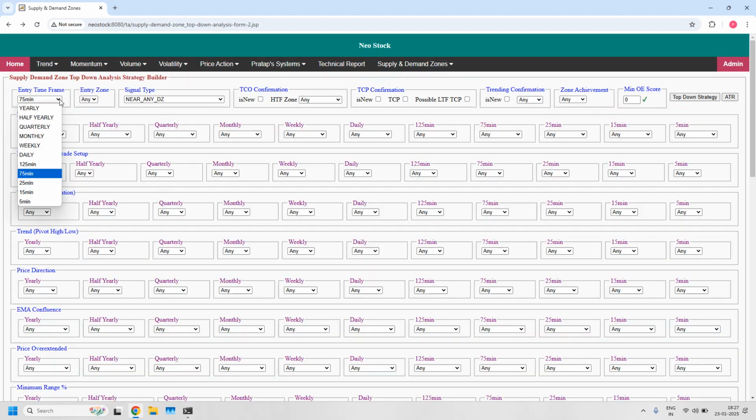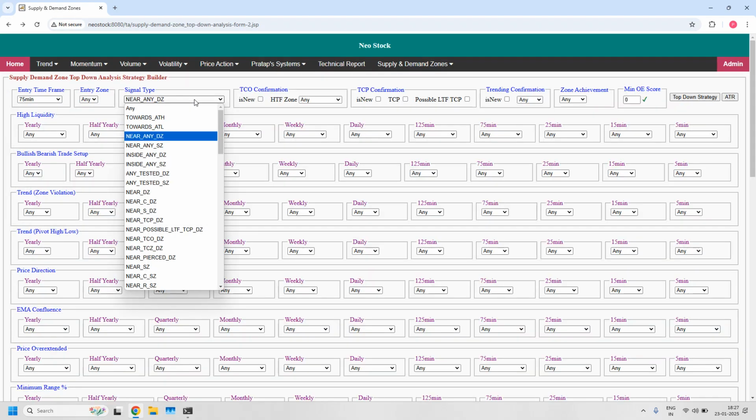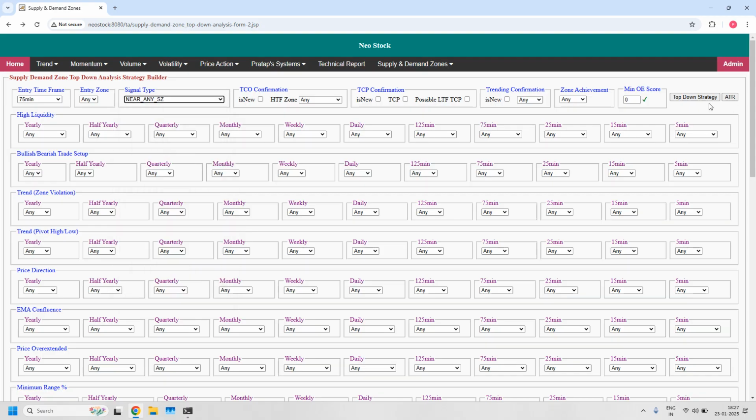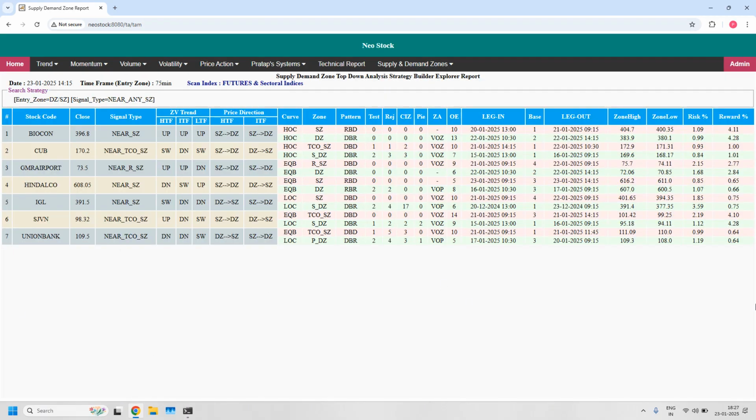Okay, next for 75 minutes time frame, let us find the stocks near 75 minutes supply zone. We got 7 stocks. Let us identify high liquidity zones from this list.